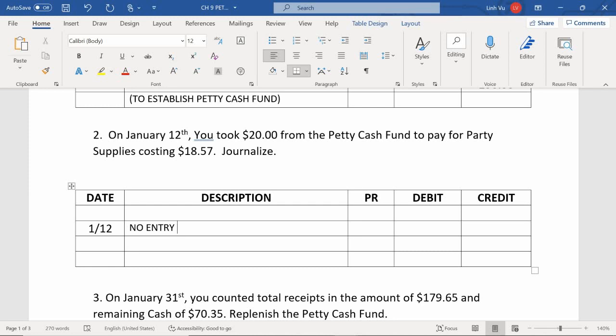So then you have to journalize every single transaction, right? Correct. In this case, while I'm using the petty cash fund, I do not write anything here. Okay.